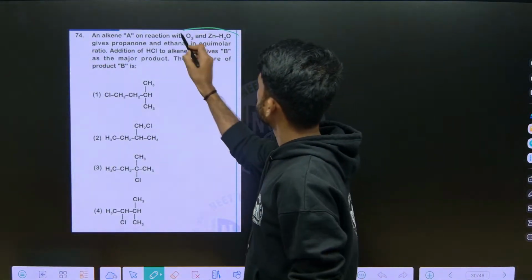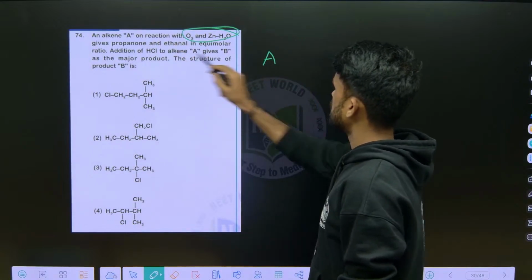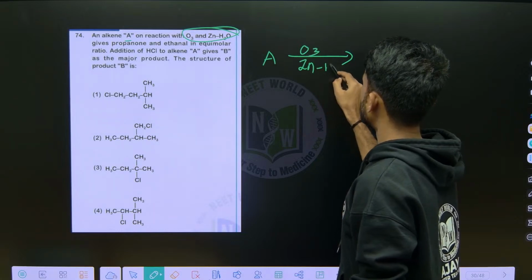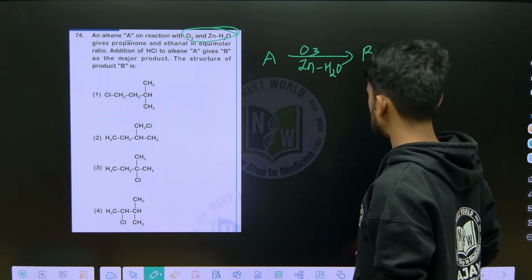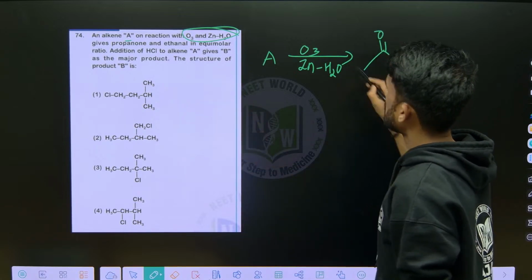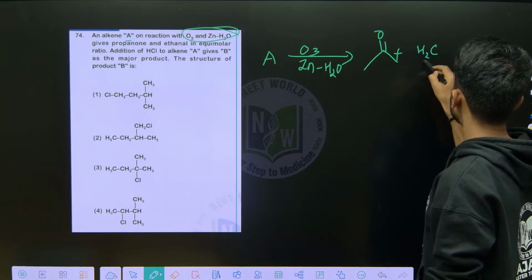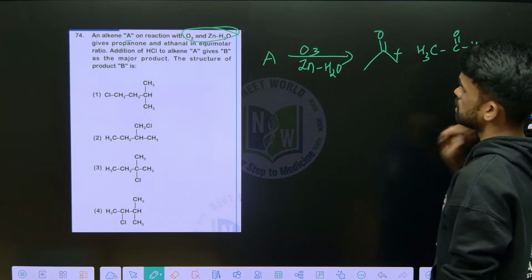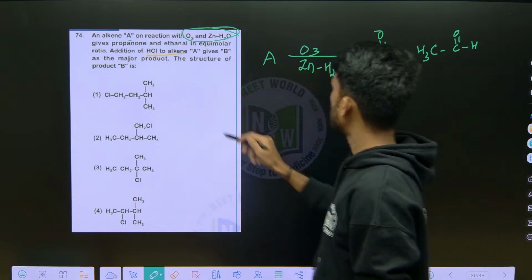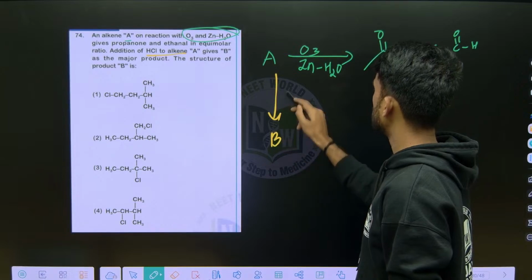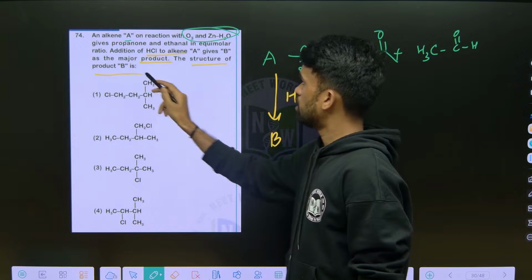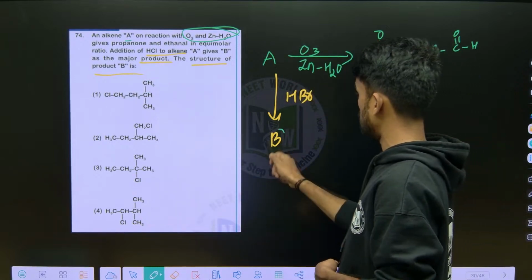Okay. This ozone question, again A is there. A is an alkene, he is saying. Reaction with ozone and zinc and water, we will get products. What products are they saying? Propanone and ethanal, in an equimolar mixture. Addition of HBr to alkene A gives B as the major product. Arrange the structure of major product B is what they are asking.